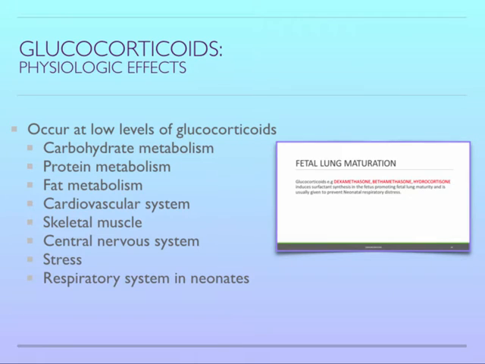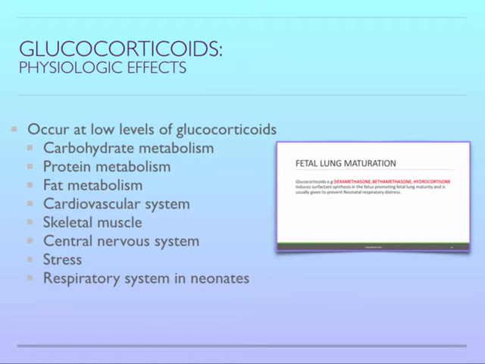So let's take a look at glucocorticoids first. And we're going to look at the physiologic effects of glucocorticoids. At low levels, it helps with carbohydrate metabolism and protein metabolism and fat metabolism. It has that positive effect on the cardiovascular system if it's at a correct level. It affects our skeletal muscle, our central nervous system, and it also helps with the stress response. One other thing that it also plays a role in is the respiratory system in neonates.